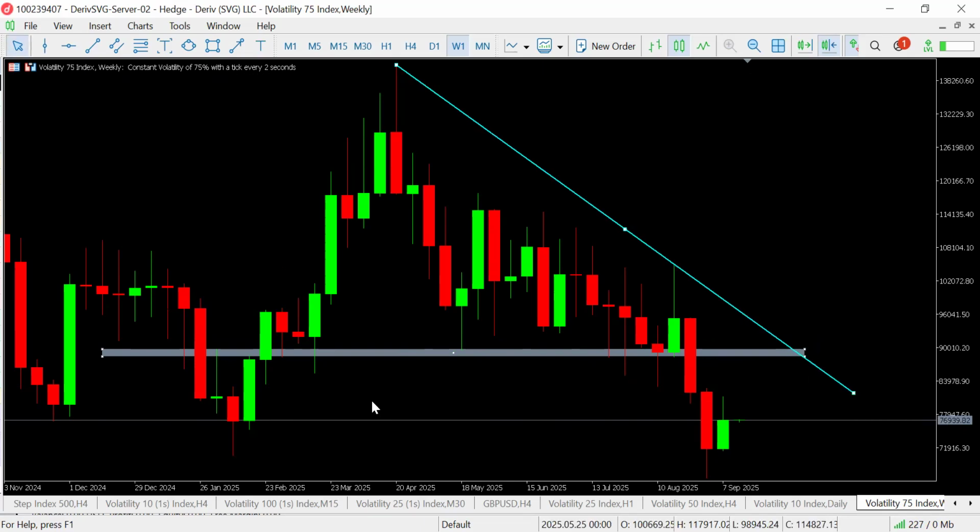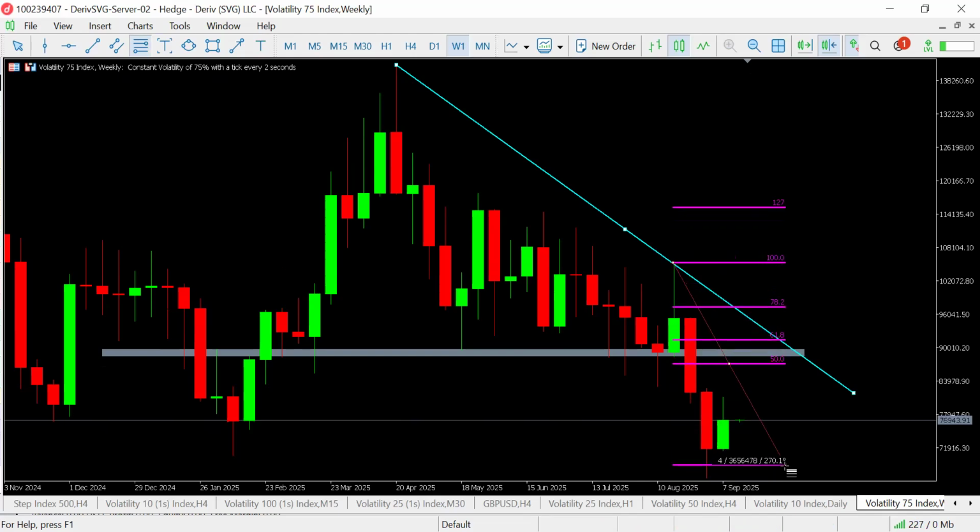So I have my trend line. I have a former support zone that has just been taken out, so we're expecting it to act as resistance when price gets back here. And then finally, I'll add my Fibonacci retracement tool.